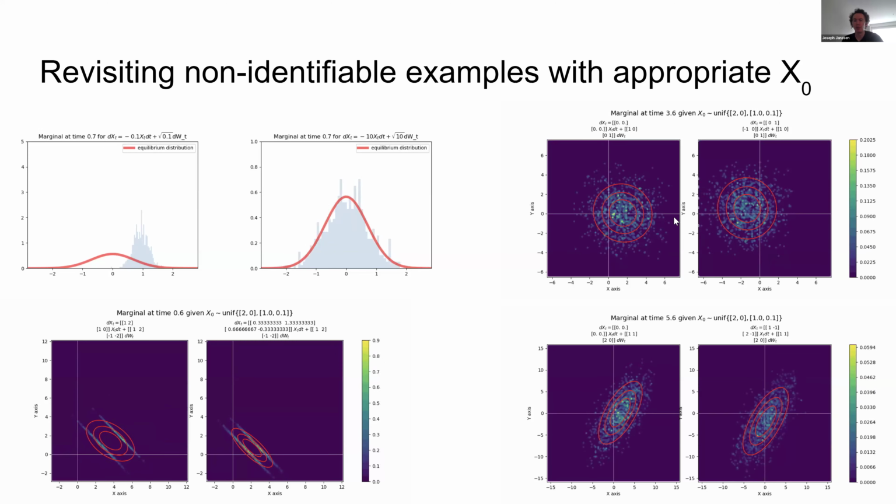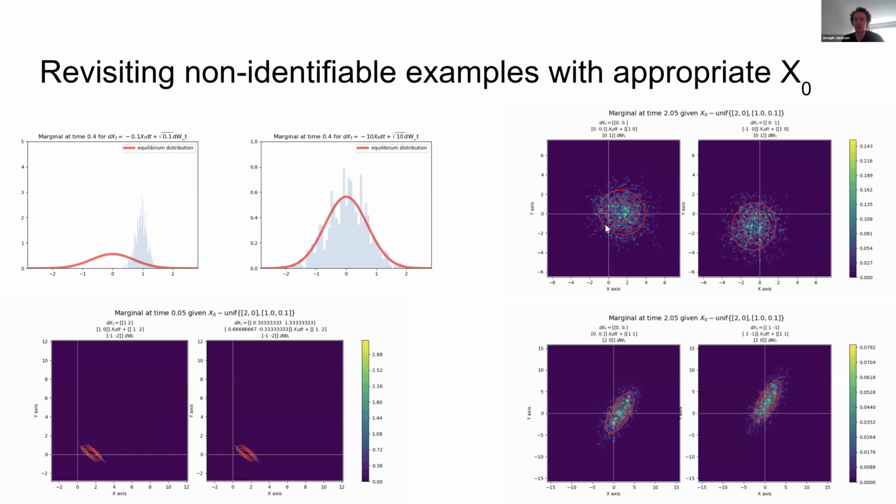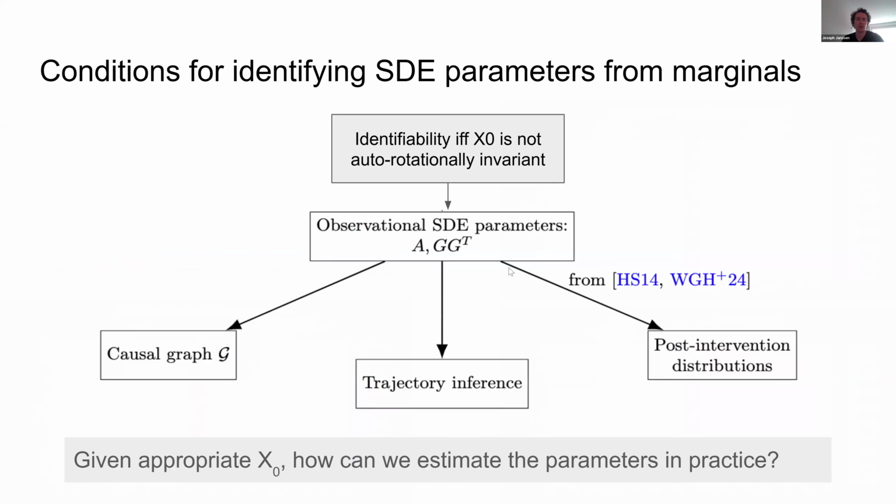In the rotational example, if you start outside the axis of rotation, then you can actually see it rotating, which helps you a lot with identifying. So we can complete this nice flowchart here: we have identifiability if and only if X naught is not autorotationally invariant, and then we can potentially estimate these parameters A and G transpose, which is what we want. But now we have to go into how, in practice, we have some data where X naught is not autorotationally invariant. How do we actually estimate these parameters?